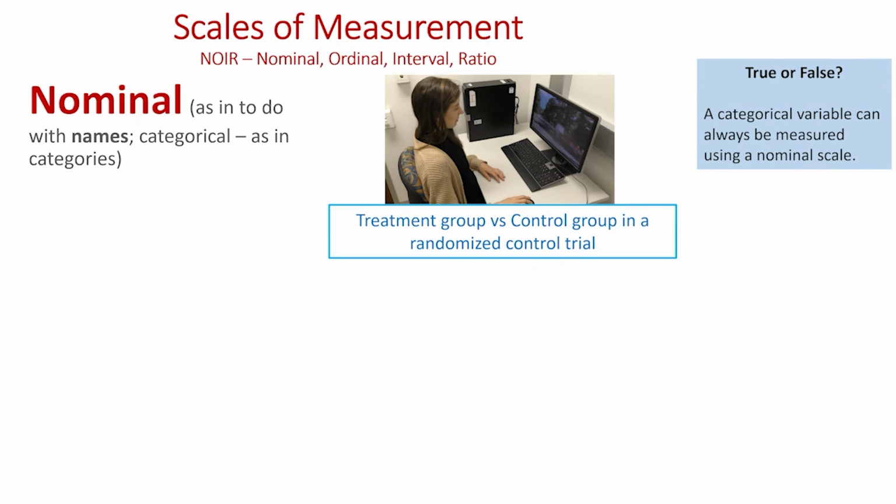Let's start with an example from psychology, or in fact any science that has experiments in it. So in a randomized control study, you'll have typically a treatment group and a control group. So that variable, treatment versus control, would be a categorical variable or nominal variable, because you can be either in the treatment group or you can be in the control group, but you can't be sort of halfway in between.